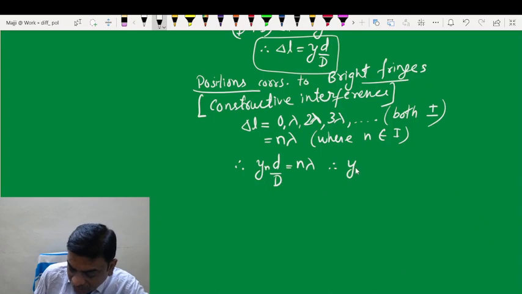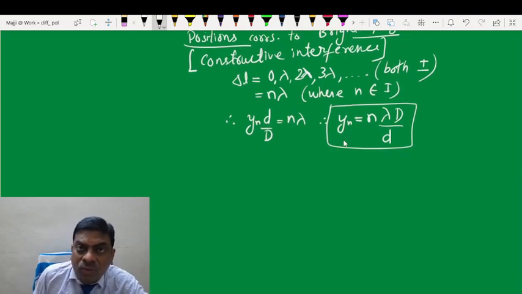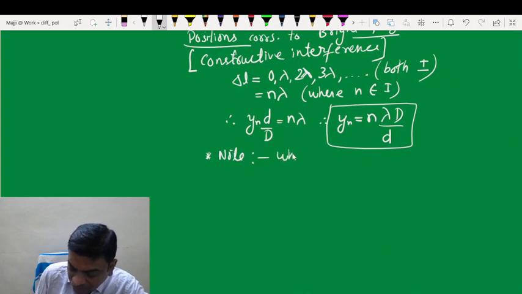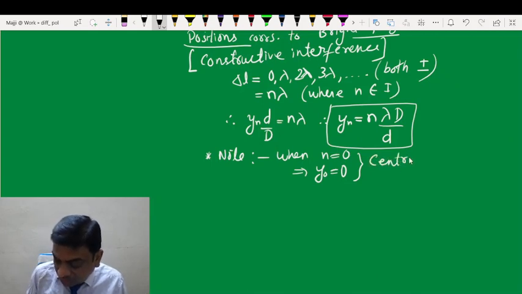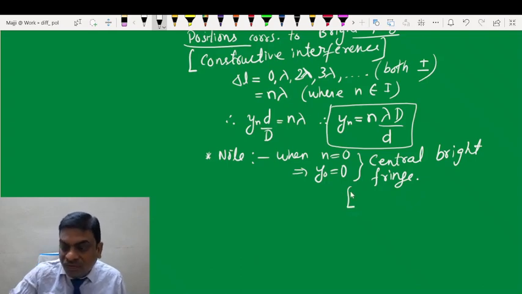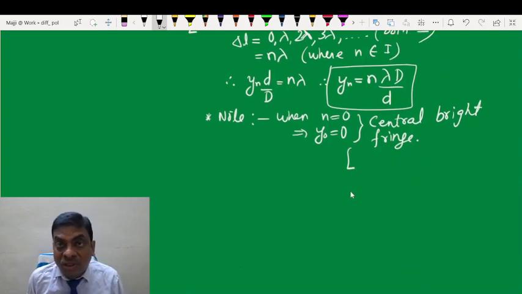So therefore I can write the nth position corresponding to the nth bright fringe is n lambda capital D by small d. You can go on putting n equal to 0, 1, 2, 3, etc. Now as a note, you can see when n is equal to 0, clearly y is equal to 0. So this marks the position of the central bright fringe, also known as the bright fringe of zero order.